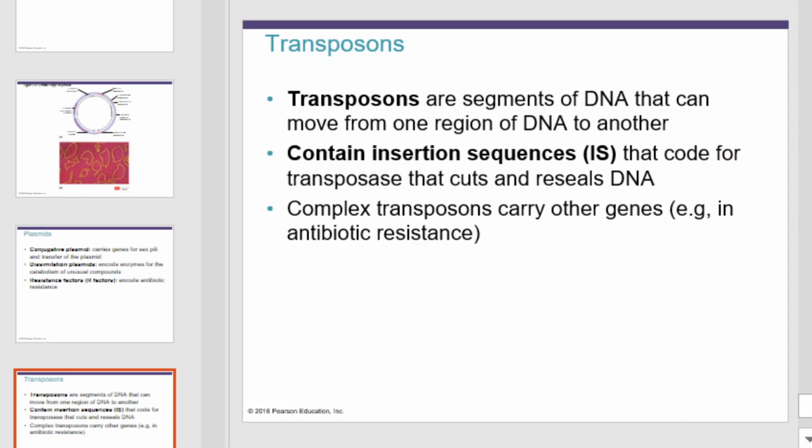Transposons are segments of DNA that can move from one region of DNA to another. They contain insertion sequences, or IS sequences, that code for transposase, which cuts and reseals DNA. Complex transposons can also carry other genes, for example, antibiotic resistance.